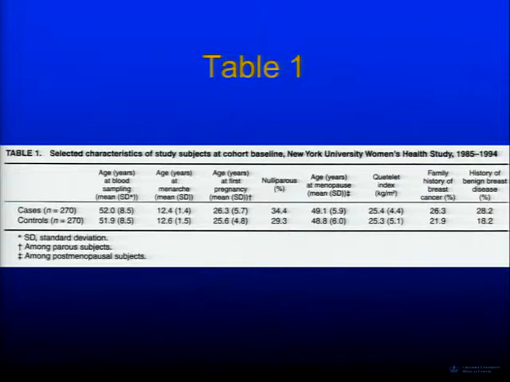So this is the baseline characteristics of the subjects. Again, 270 cases, 270 controls. On average, they were about 52 years of age. Their age at menarche, that's the year that you get your first period, was about 12.4, 12.6. This is the age at first pregnancy, whether they had no children, a little bit higher in the cases than the controls. Their age at menopause, BMI, family history of breast cancer, and history of benign breast disease. So those were the study subject characteristics for both the cases and controls within this nested cohort.